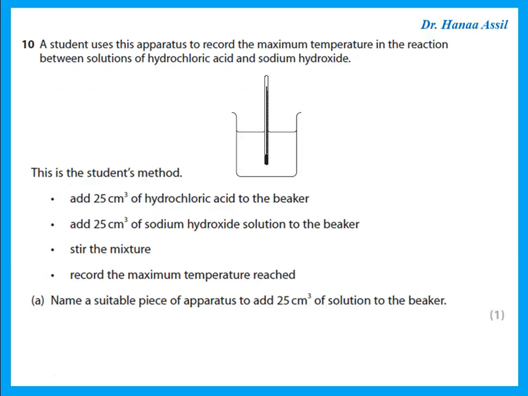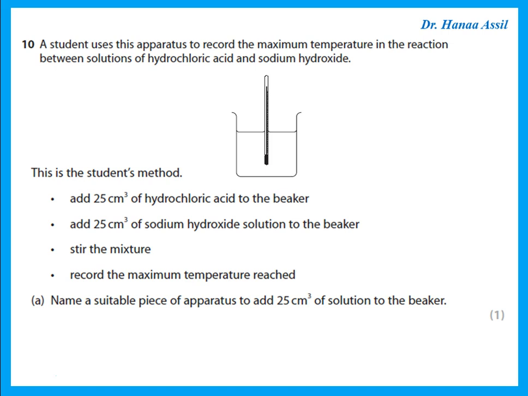A student uses this apparatus to record the maximum temperature in the reaction between solutions of hydrochloric acid and sodium hydroxide. This is the student's method. Add 25 centimeter cubed of hydrochloric acid to the beaker. Add 25 centimeter cubed of sodium hydroxide solution to the beaker. Stir the mixture. Record the maximum temperature. Remember, the word maximum temperature means that the temperature will go up.